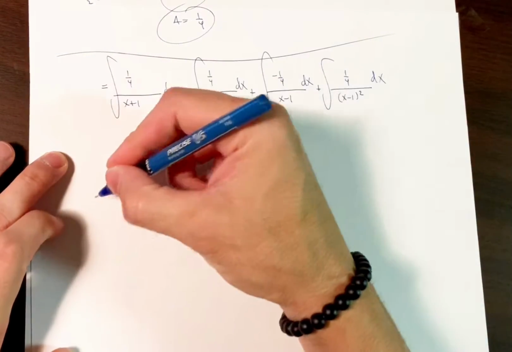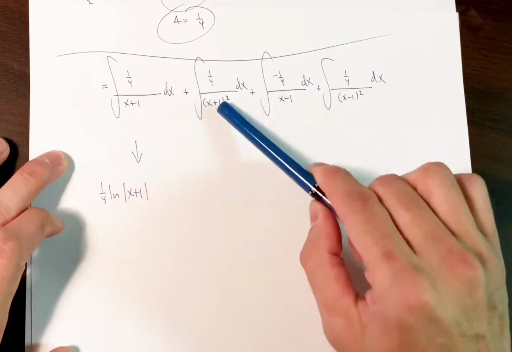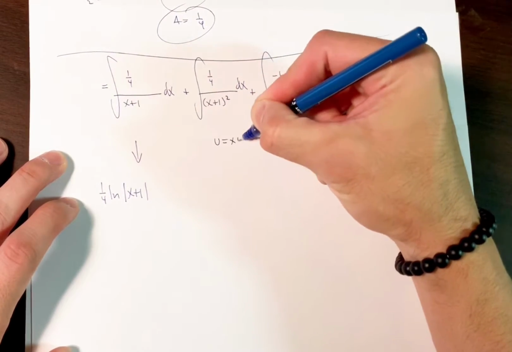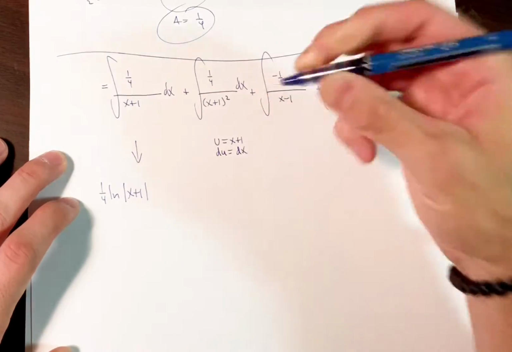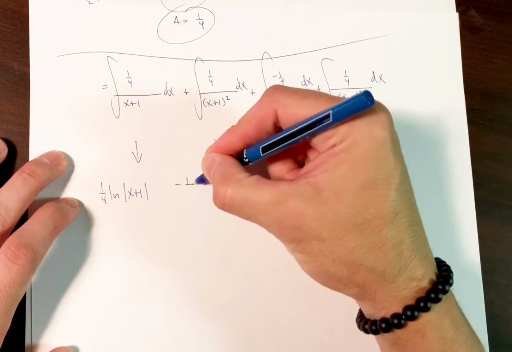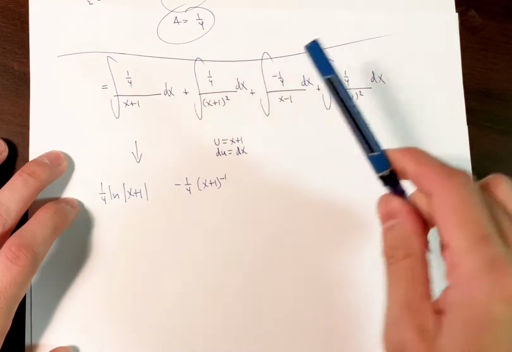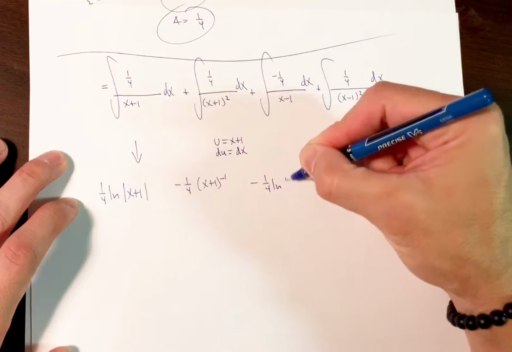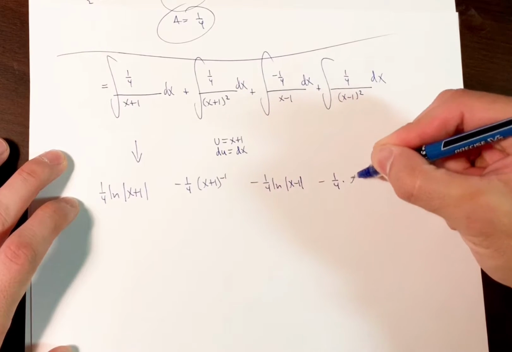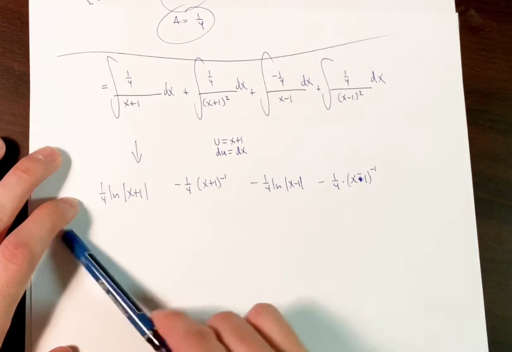So this first piece just becomes 1/4 natural log of x plus 1. This middle piece here, because it has a power of 2, you'd have to make a u substitution, where u is x plus 1 and where du equals dx. For more information, I can make another video on that if you want me to, but I'll just tell you what the result would be. That would be negative 1/4, and that would be x plus 1 to the power of negative 1. This piece would be minus 1/4 natural log x minus 1. And this one would be a minus 1/4 times x minus 1, to the power of negative 1. So let's clean this mess up, shall we?